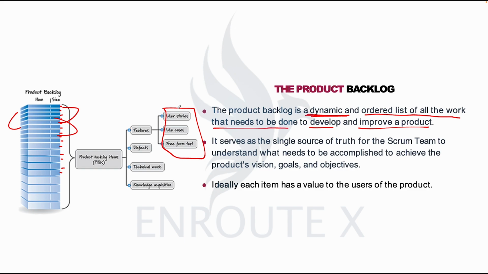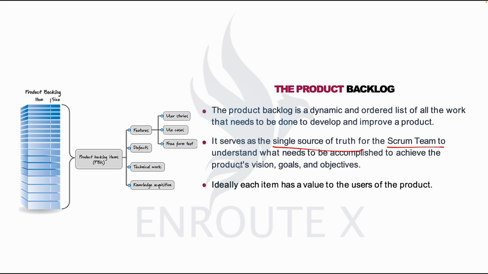Something living, let me use that word loosely. So the product backlog should be a living product backlog, meaning something that is not rigid, that could have in and out of work items, adaptive work items, and so on. So it serves as the single source of truth, SST. The product backlog serves as the single source of truth for the Scrum team to understand what needs to be accomplished to achieve the product vision, goal, and objectives.